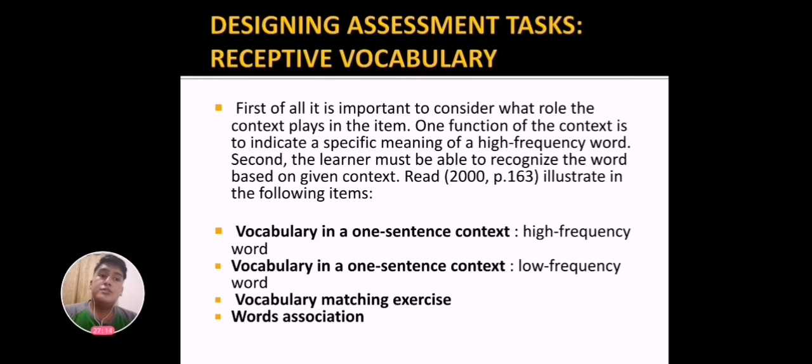Read 2000, page 163, illustrated in the following items. So vocabulary in one sentence context. This is for the high frequency word. Vocabulary in one sentence context. This is for the low frequency word, and vocabulary matching exercise and word association.